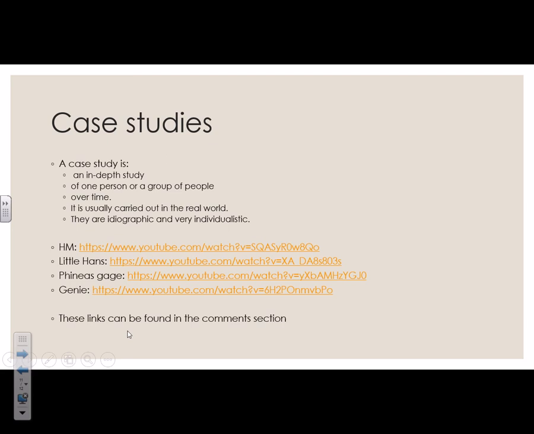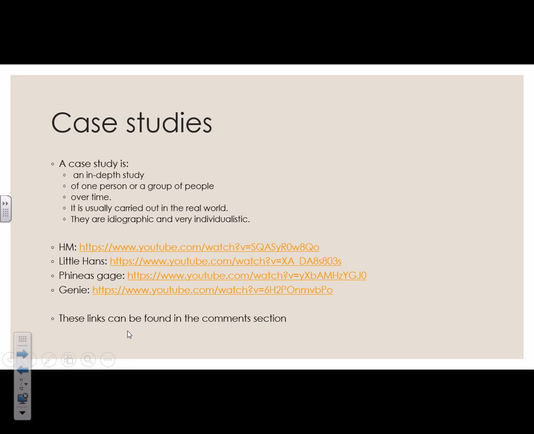which are that it's a very, very in-depth study of one person or a small group of people over time, and that again, that's taken directly from the mark scheme. So if you become familiar with those concepts, then you are within the mark scheme. It's usually carried out in the real world, and they are very idiographic and individualistic. Idiographic is a new term that you will look at in A2 to do with research issues and debates. Idiographic just means individual. It collects a lot, exactly as it said there, it collects a lot of in-depth data that's relevant to the individual, unlike things like the behaviourist approach with classical conditioning or operant conditioning or social learning theory, or the biological approach.